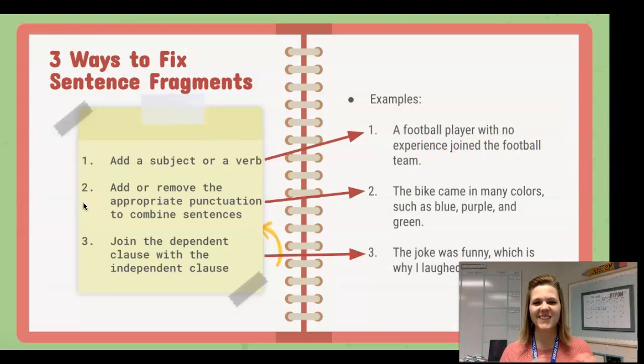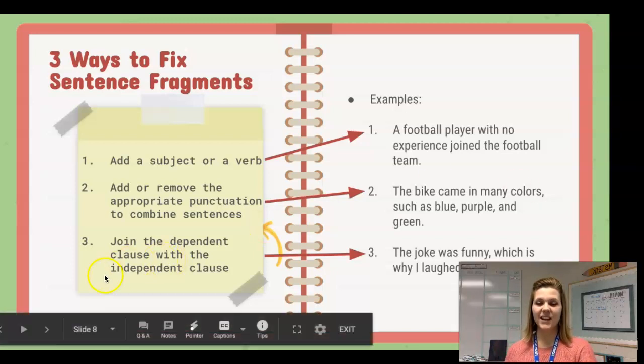Going back to our second example, I'm going to use my second strategy to fix a sentence fragment. That second strategy states that we can add or remove the appropriate punctuation to combine sentences. So I took out that period after colors and replaced it with a comma. And now my example reads, "The bike came in many colors, such as blue, purple, and green."